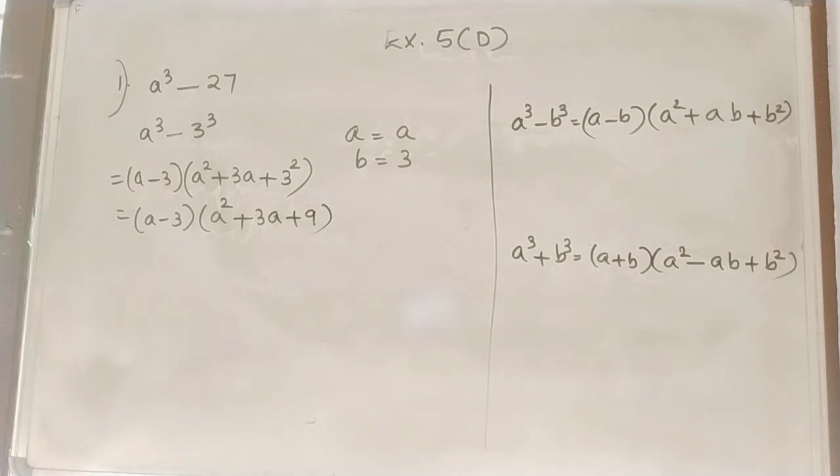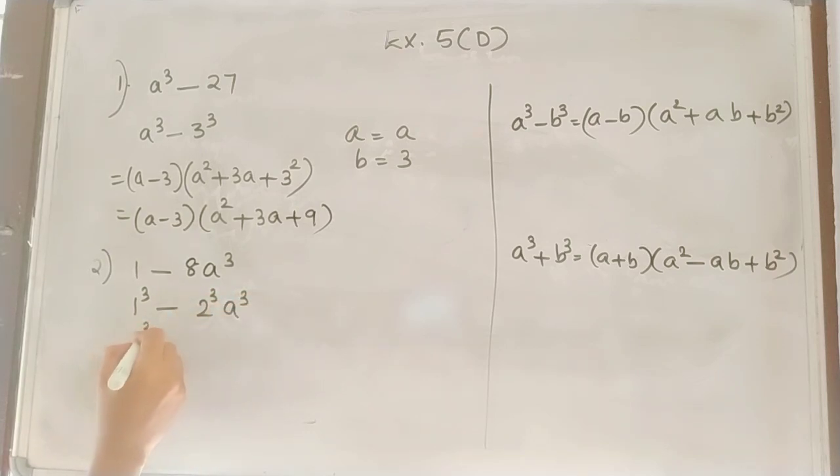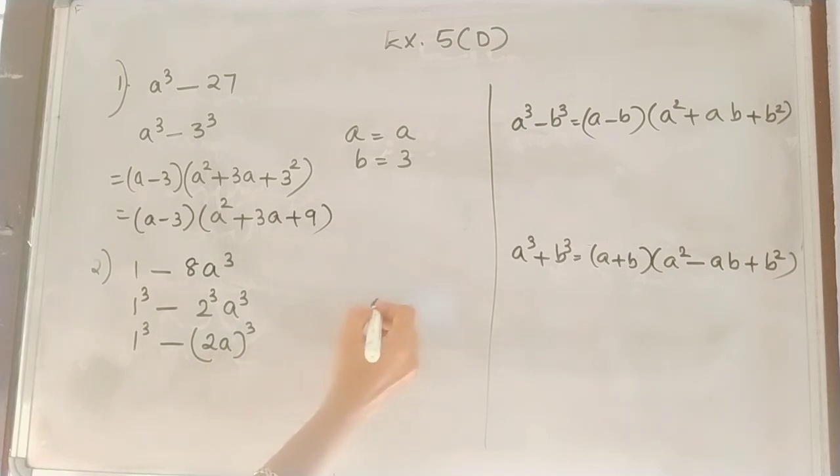Then second question, 1 minus 8a cube. 8 can be written as 2 cube. So 1 can be written as 1 cube, minus 2 cube a cube, that is 1 cube minus (2a) the whole cube. So this is in the form of a cube minus b cube. Here a is equal to 1 and b is equal to 2a.